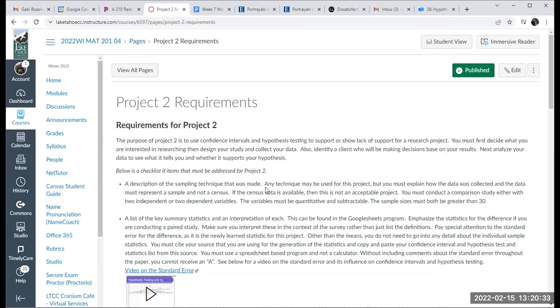Okay. Here is a rule though. If you can get the population mean, then this won't work for project 2, because project 2 is all about confidence intervals and hypothesis testing. And if you know the population mean, then it's worthless to do a confidence interval or hypothesis test, because if you know the population mean, you're 100% confident about that population mean. So there's no reason to even do those things.